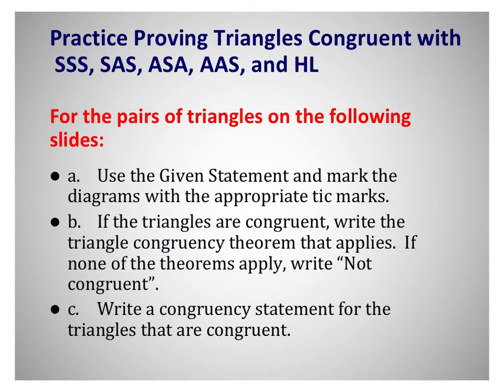Okay, so we're going to practice using these theorems to prove triangles are congruent. So for the pairs of triangles on the following slides, we're going to use the given information and mark the diagrams with the appropriate tick marks for sides, arcs for angles. If the triangles are congruent, we're going to write which congruency theorem, the 5 that we just learned, side, angle, side, angle, side, hypotenuse leg. If none of those theorems apply, we're going to write not congruent. And then finally, if they are congruent, we're going to write a congruency statement. If they're not congruent, you cannot write a congruency statement. It doesn't make sense to say what's congruent to what if they're not congruent.